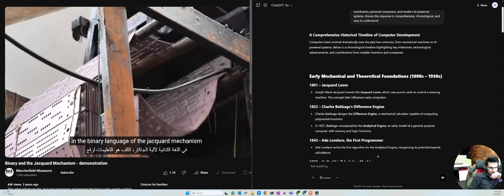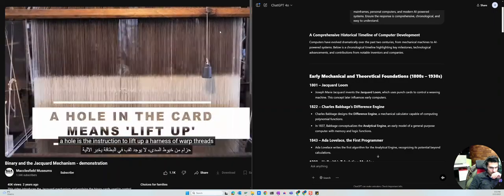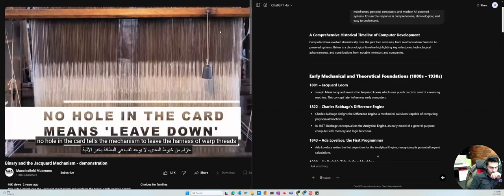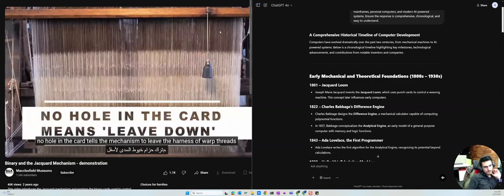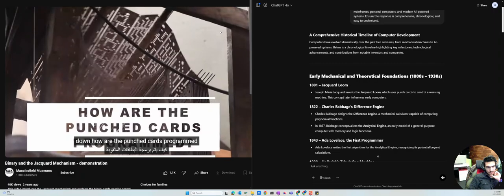In the binary language of the Jacquard mechanism, a hole is the instruction to lift up a harness of warp threads. No hole in the card tells the mechanism to leave the harness of warp threads down. How are the punched cards programmed?